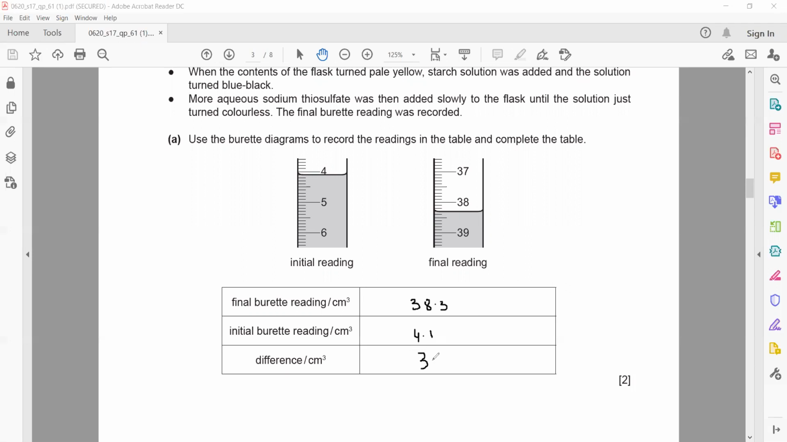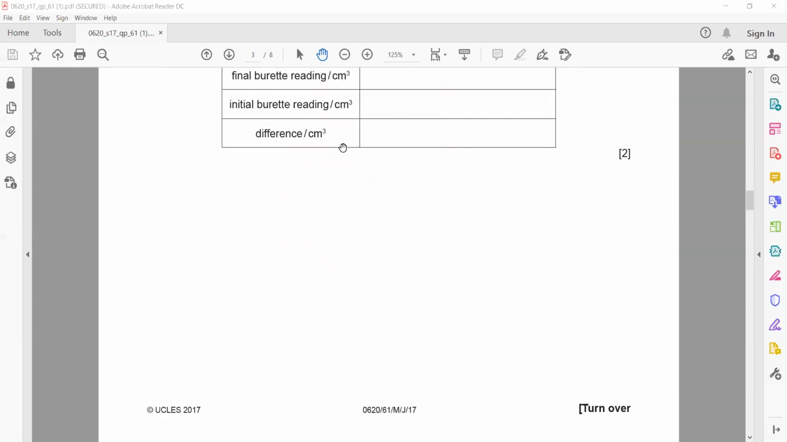The conical flask was emptied and rinsed with distilled water. Why do we rinse with distilled water? To remove any trace of solution present. Then experiment 1 was repeated using solution D instead of C.